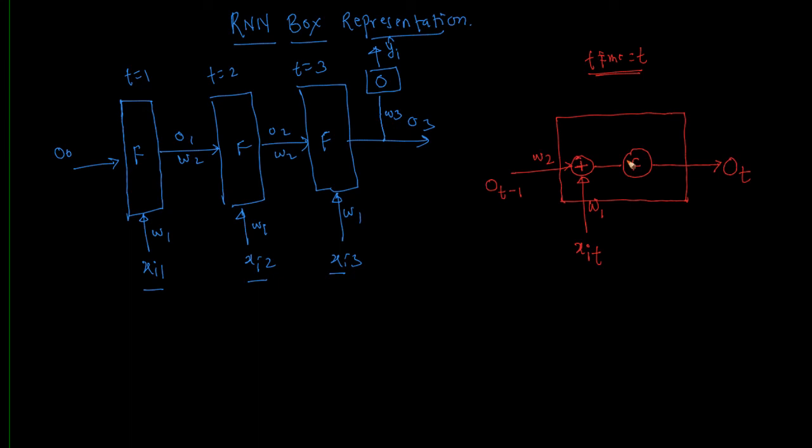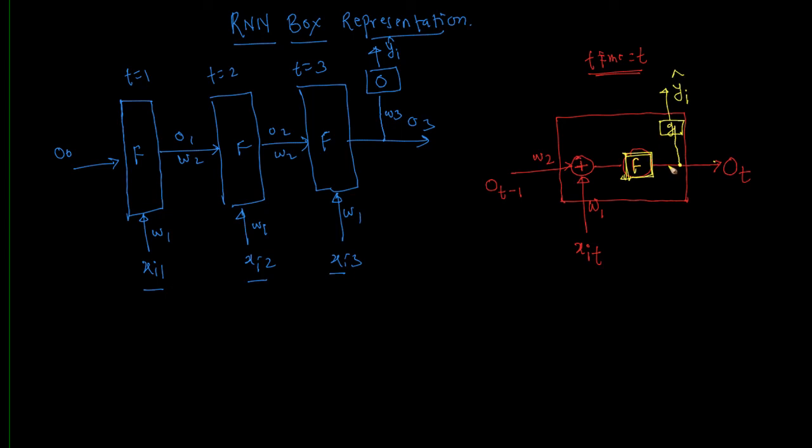So let me represent this by using a box here. We are applying this activation function on this, and we are getting output OT of this layer. This OT is the output of this layer. And when this is the last word, we are applying another activation function G on this OT, and we are getting output yi hat, right?